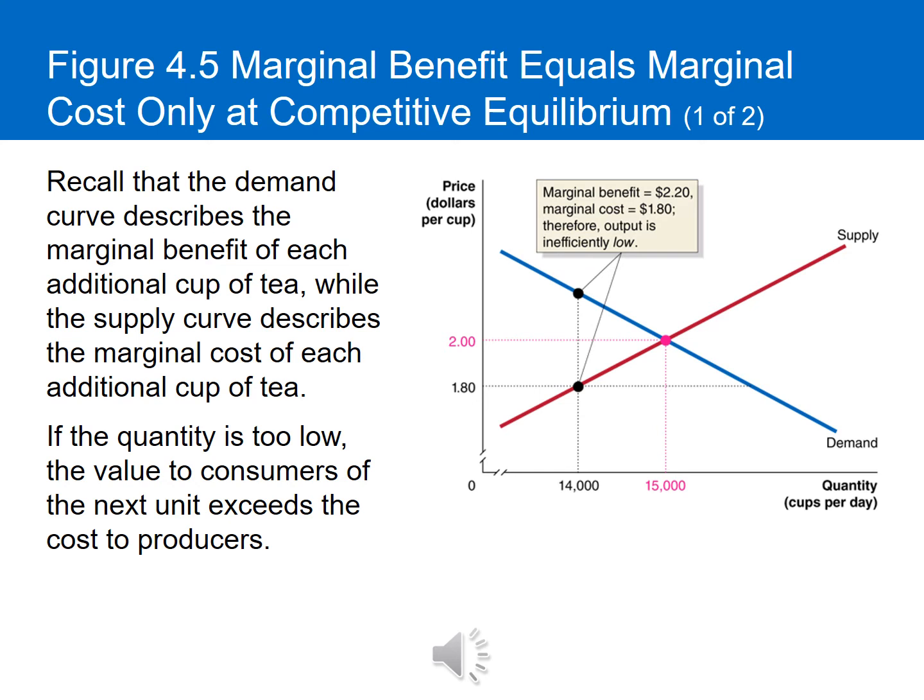So consumers will be willing to pay money for the cup of tea in excess of what it costs the producer to make the tea. So producers will continue to supply more and more tea into the market until we get up to 15,000 cups. The output is inefficiently low at 14,000 when the equilibrium quantity is at 15,000. So the invisible hand, the chance of profit, will encourage firms to produce more and more until we reach equilibrium.